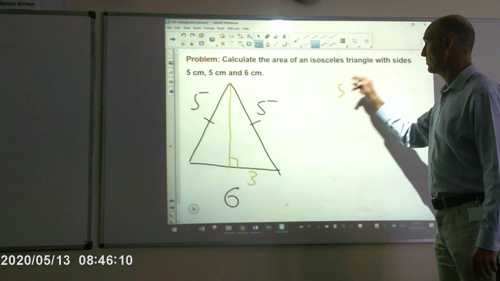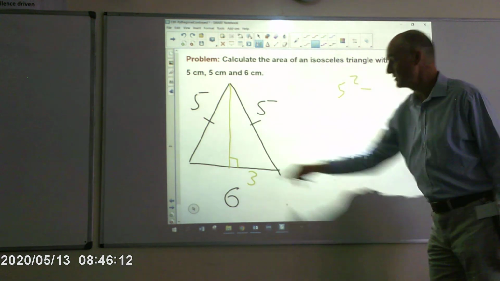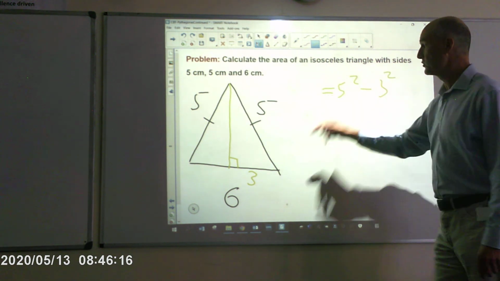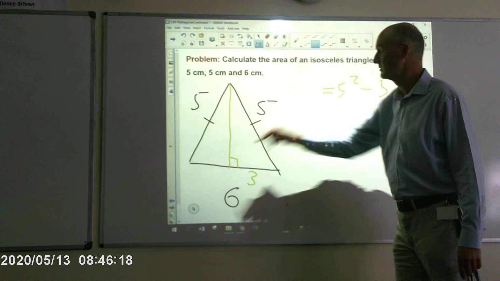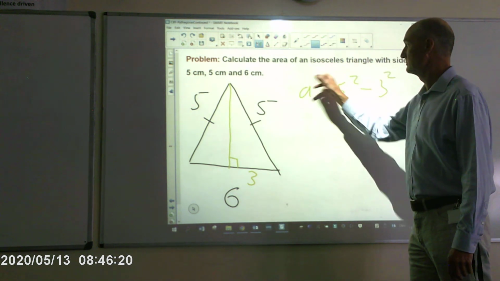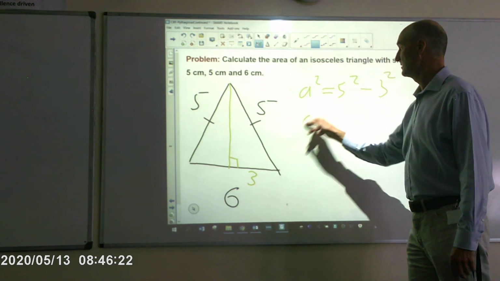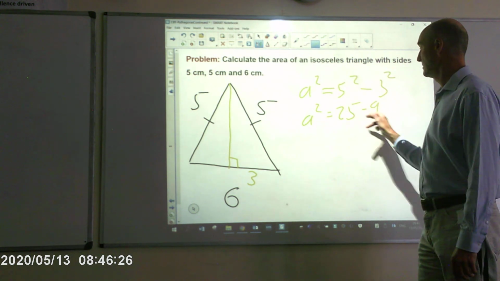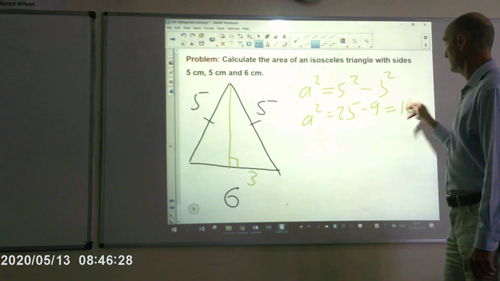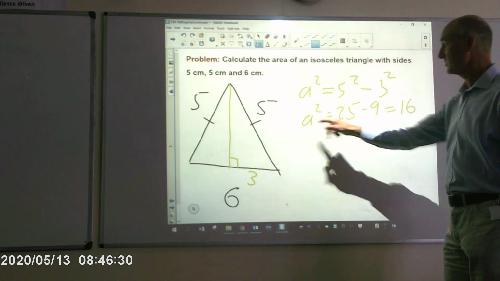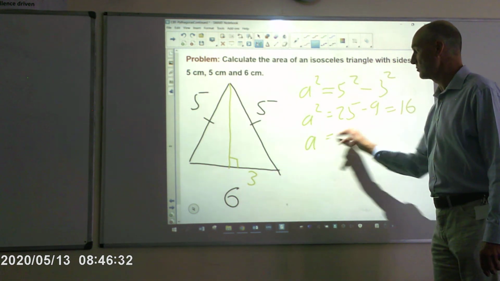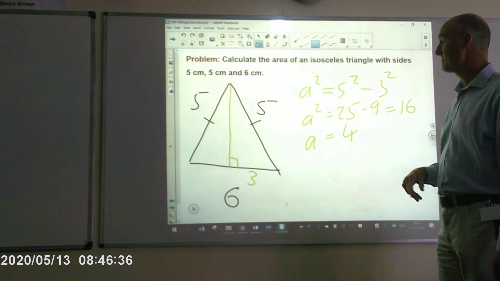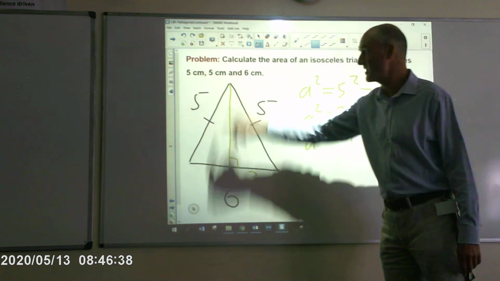So 5 squared, take away a short side, 3 squared, and that equals your unknown short side. So a squared equals 25, take away 9, that equals 16. So if a squared equals 16, what does a equal? A equals 4. What does the question ask us to do?